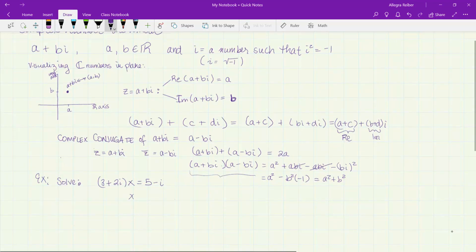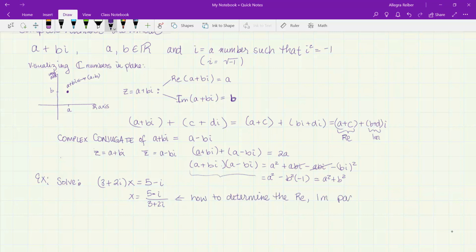Then I can divide. Complex numbers do have magnitude. There's no problem as long as it's not 0. I can divide by them. But the question is how to determine the real and imaginary parts of this number. Like, how do I even visualize what that number would look like in the plane if I was going to visualize it, or get a sense of how big it is?